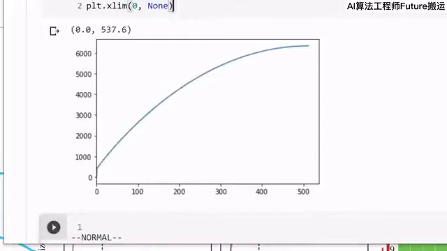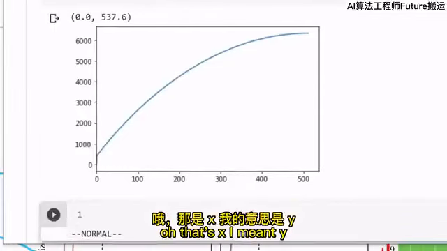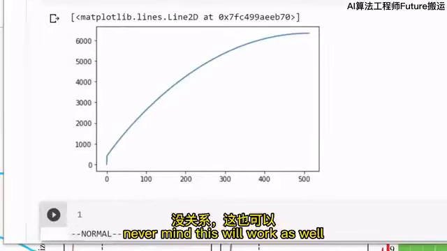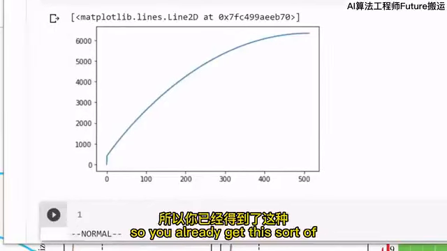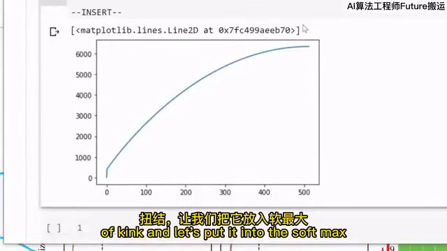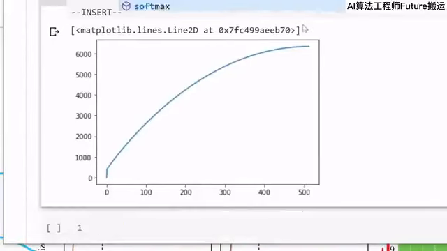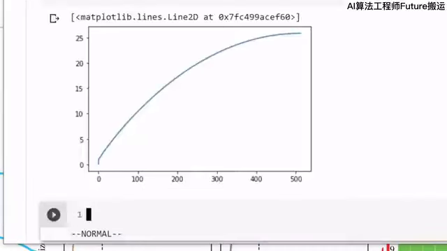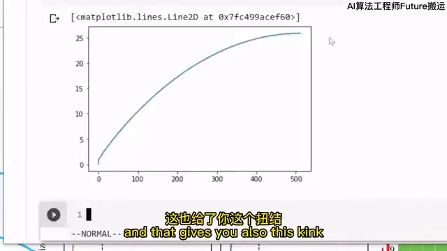No? Yes. Oh, that's X. I meant Y. I'm so dumb. Never mind, this will work as well. So you already get this sort of kink, and let's put it into the softmax. So we put a softmax, and that gives you also this kink.